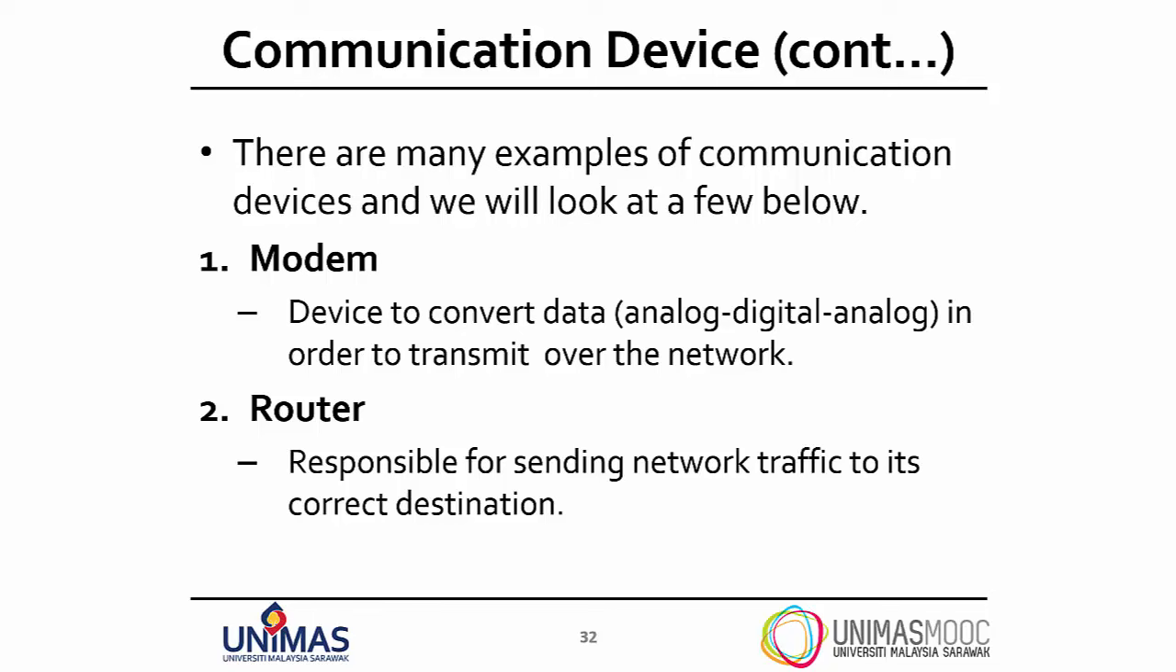The first one is the modem. Modem is short for modulation and demodulation. A modem is a device that converts data from analog to digital, transmits it through the communication network, and when it arrives at the other end, it is converted back from digital to analog. First you modulate, which is the process of changing analog to digital. Then you demodulate from digital to analog. So that's why we call it a modem.